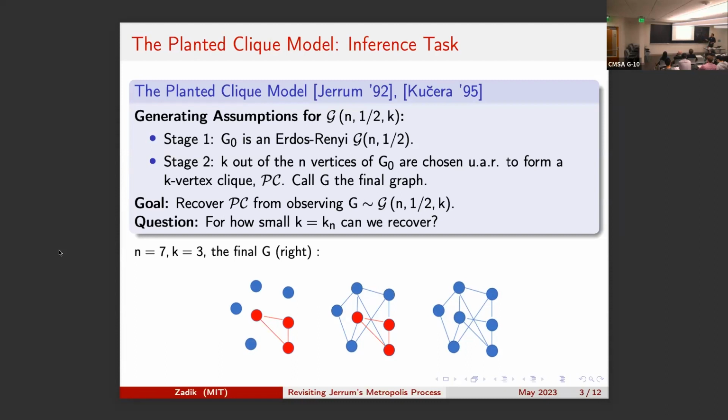And there is some monotonicity here in the size of the clique. The larger the clique is, naturally, the easier the problem. So the question is really a threshold question, right? How small can k be, as a function of n, and still let you find it? We do know that if k is bigger than root n, just sorting the degrees works. But there are obviously more questions to ask.